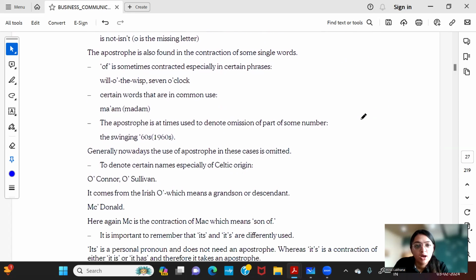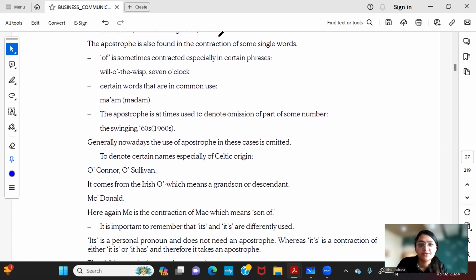Now, the apostrophe can also be used in the contraction of some single words. A very commonly used example is right here: 7 o'clock. Instead of saying it is 7 on the clock or 7 of the clock, we can say 7 O followed by an apostrophe clock. This helps in abbreviating the entire phrase and certain words that are in common use. So instead of madam, we can say M-A apostrophe A-M, which can be pronounced as either ma'am or madam. This helps us in shortening the words.